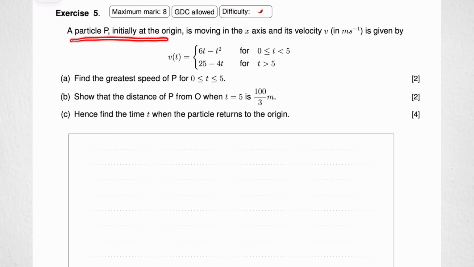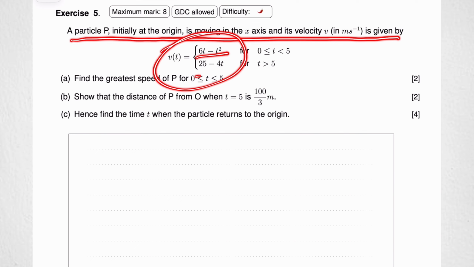We have a particle initially at the origin, which is moving according to this piecewise function. Now, one thing that you can do, which saves a lot of time, is to graph these two pieces of the piecewise function and then take that and create a sketch to be used in your question. And we're gonna do just that.